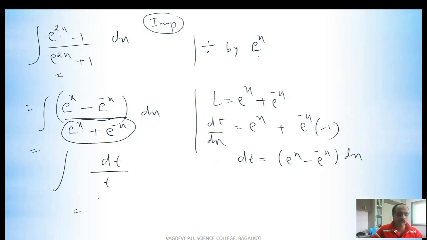What is integration of 1 by t? Log of mod t, log of mod e to the power x plus e to the power minus x. Nice. Write fast or take the screenshot. Is it clear?